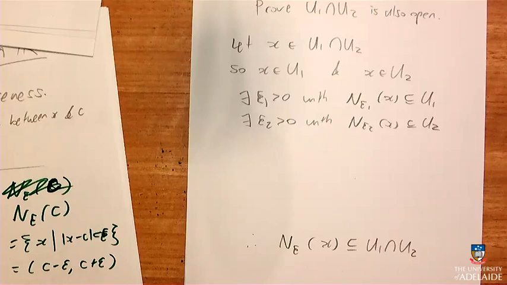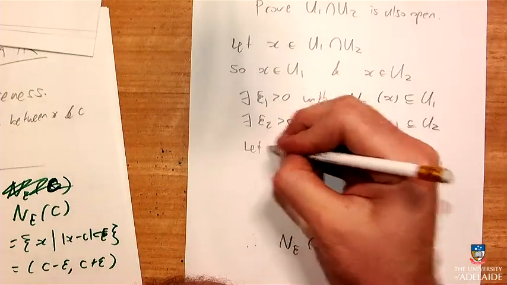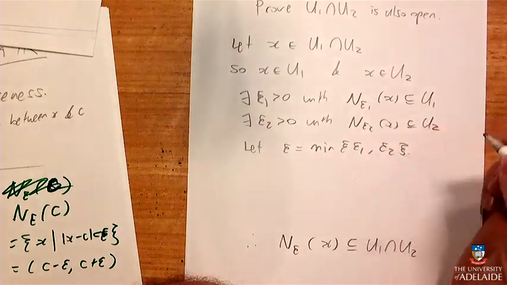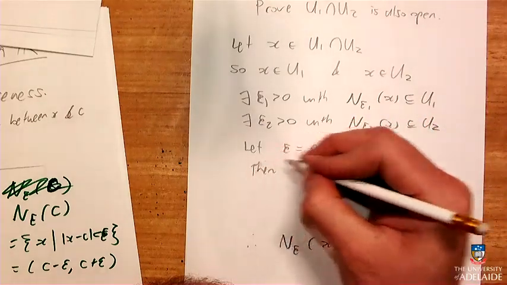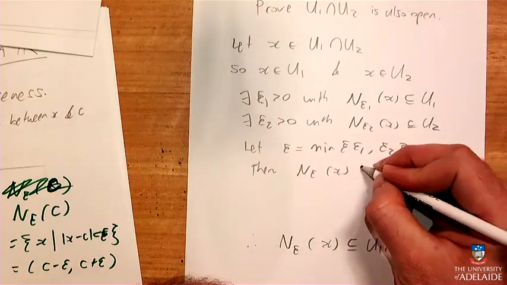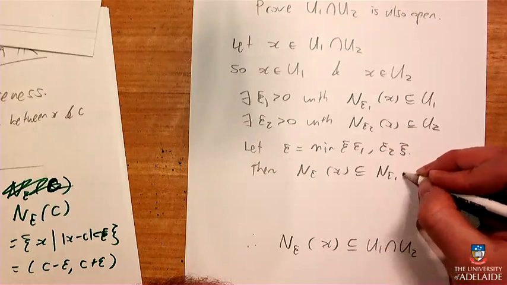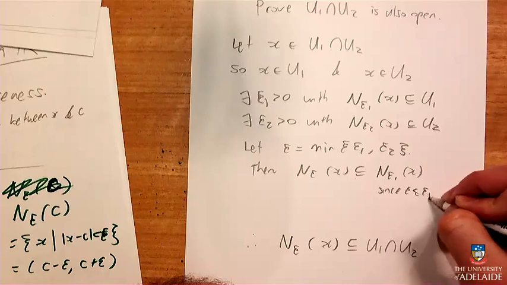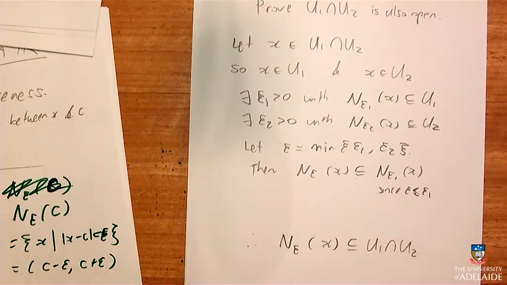So we can take, yeah, because I reckon both of those neighbourhoods are centred at x, one of them will be contained inside the other. And so we can say that epsilon be the minimum of epsilon 1 and epsilon 2. Then the neighbourhood of epsilon around x is definitely contained in both of these, since epsilon is less than or equal to epsilon 1. Because they both have the same centre, whichever one has the smaller radius is contained in the bigger one. And I think it's okay to just say that.